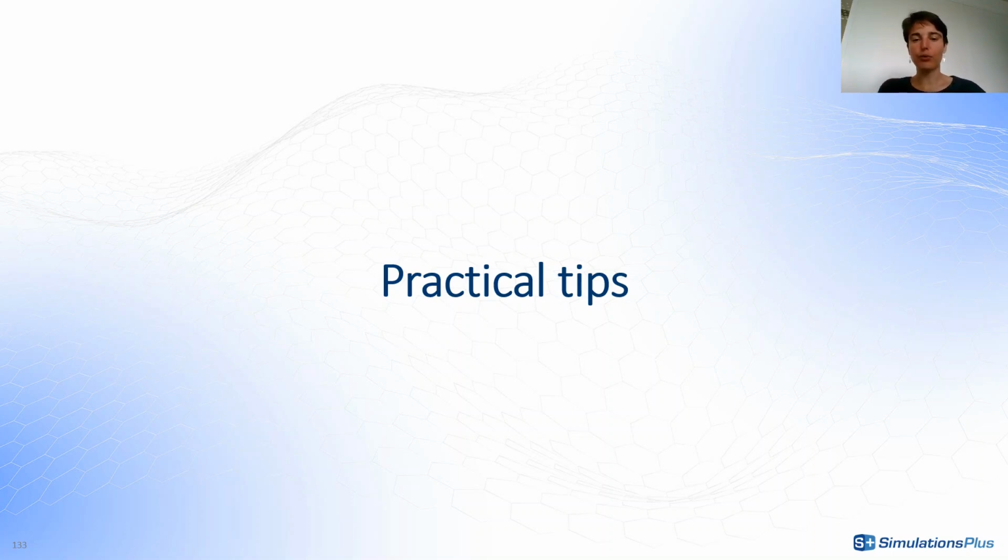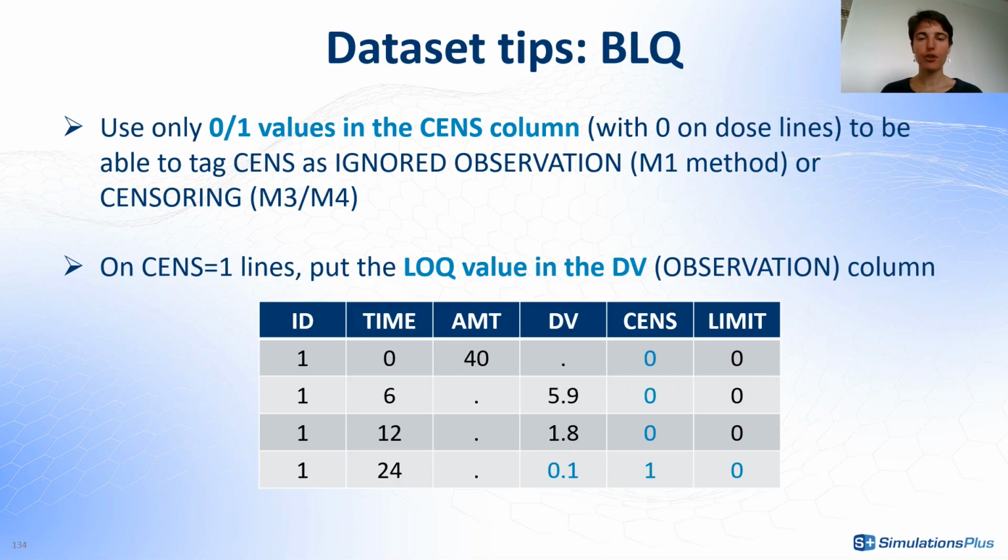Now I'm going to go back to a few practical tips. First, a few practical tips about BLQ in the dataset. When you use a BLQ tag, it's convenient to have only 0 and 1 values in that column, with also 0 on the dose lines, like we have in this example, such that then you can tag this column either as ignored observation, and then you would use the M1 method, or you tag it as censoring, and then depending on whether you have a limit column or not, you would use the M3 or M4 method. Remember that in the DV column, you need to have the LOQ value when censoring is equal to 1.